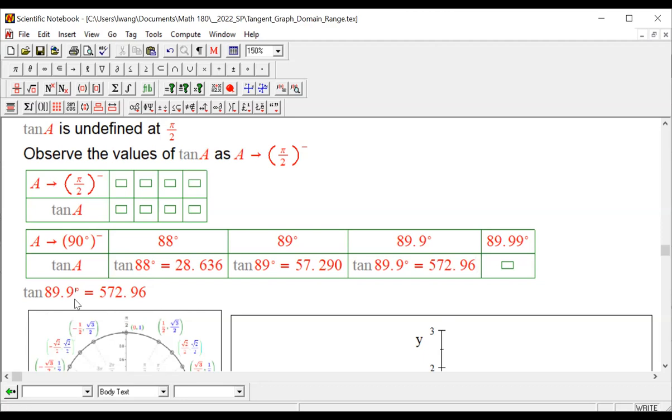How about 89.99 degrees? Let's see for ourselves. 5,029.6. My goodness. So tangent of 89.99 degrees, which is so much closer to 90 degrees, from smaller than 90 degrees, you can see we get these values.